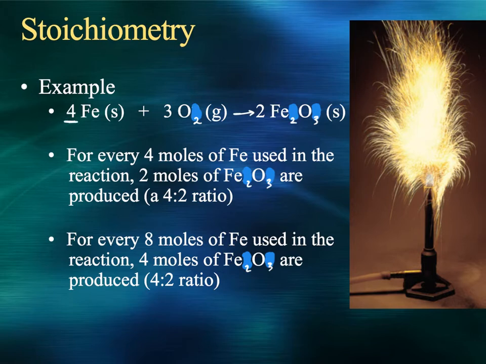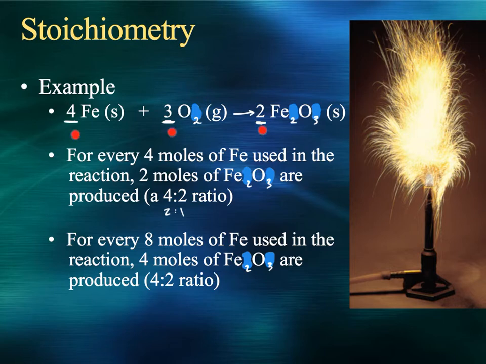For every 4 moles of iron, you need 3 moles of oxygen gas, and that would produce 2 moles of iron 3 oxide, or rust. So for every 4 moles of Fe used in the reaction, 2 moles of Fe2O3 can be produced. It's a 4-to-2 ratio, or simply a 2-to-1 ratio. Okay, so if you had 1 mole of Fe, you'd make half a mole of rust, Fe2O3. So if you had, say, 8 moles of Fe used in the reaction, then you'd only make 4 moles of Fe2O3. Once again, that's a 2-to-1 or 4-to-2 ratio, based on your balanced equation.